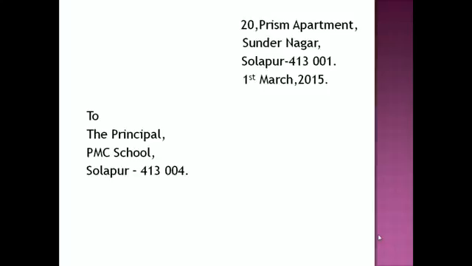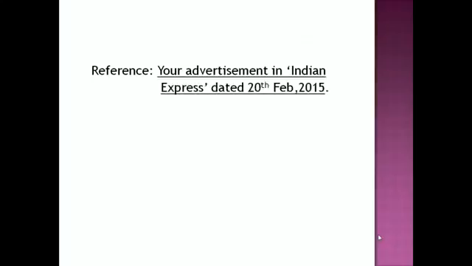Now this sample question of job application would be an application to the principal for the post of assistant teacher. That would be the sample question today for understanding the job application. After "To," you don't give a comma and you write the Principal, PMC School, Sholapur. Then comes the reference: your advertisement in Indian Express dated 20th Feb 2015.